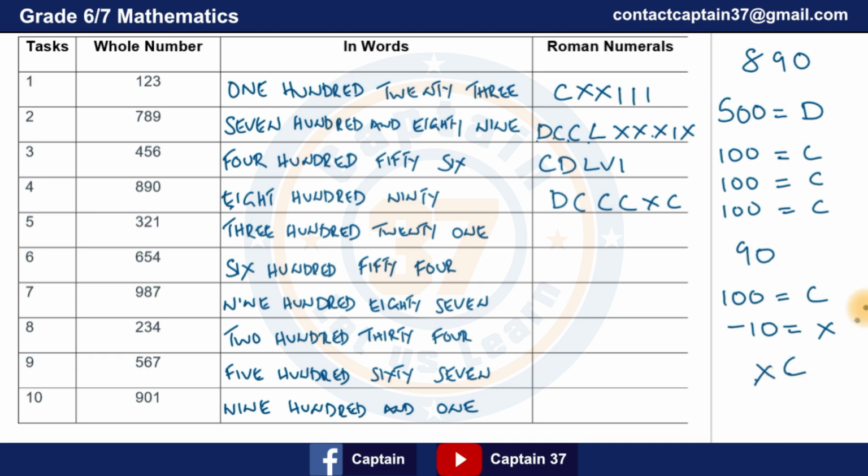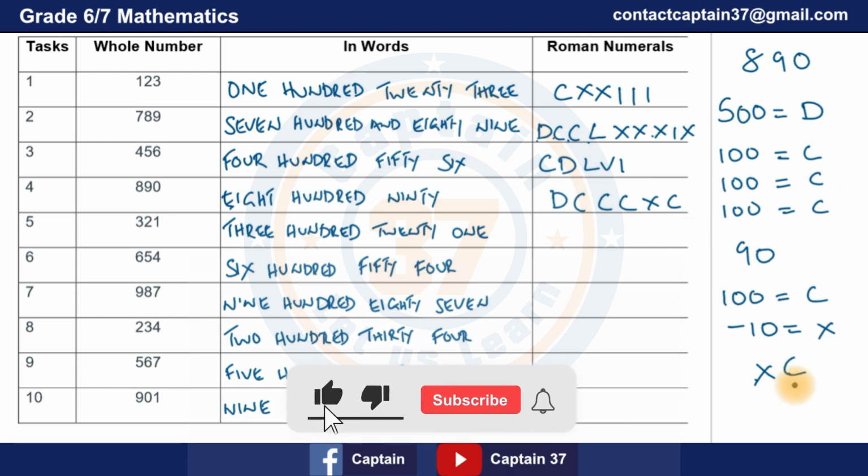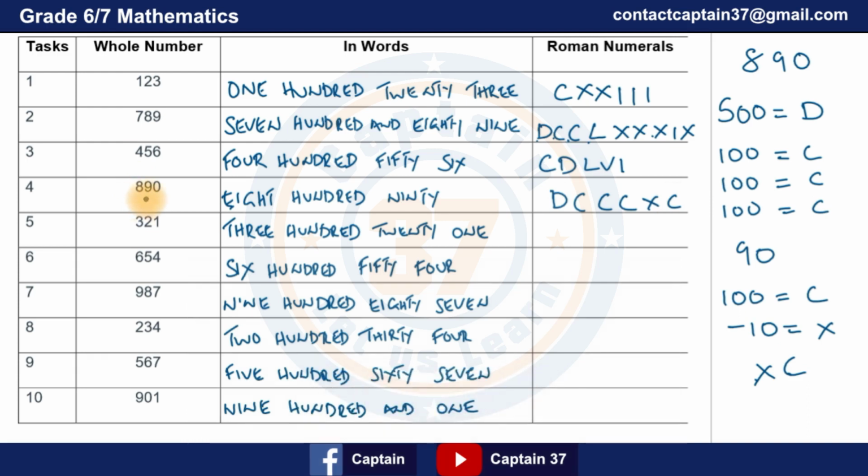When we put these letters together, there is D, then C, C, C, then X, C. It's going to give us 890.